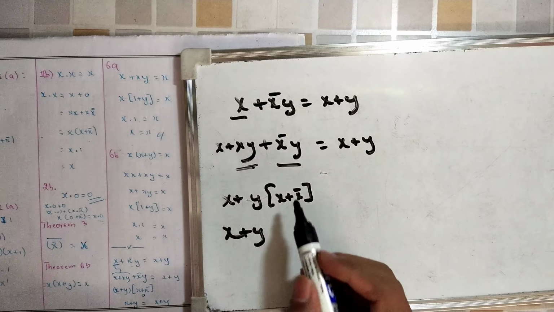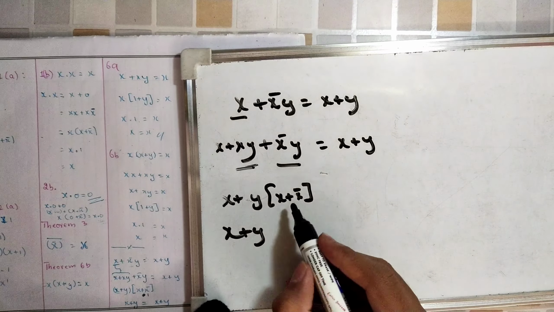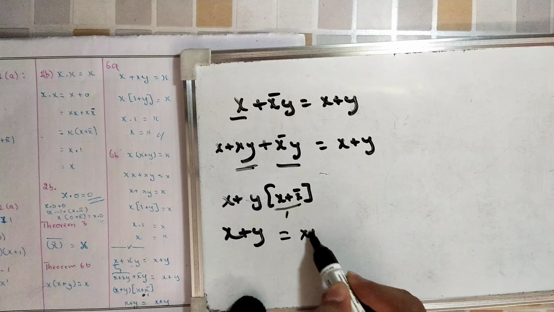Yeah. So here I just made a mistake writing it as 0. So it's nothing but 1. So x plus x bar is 1. So here you will have this thing as 1. So x plus y is equals to x plus y.